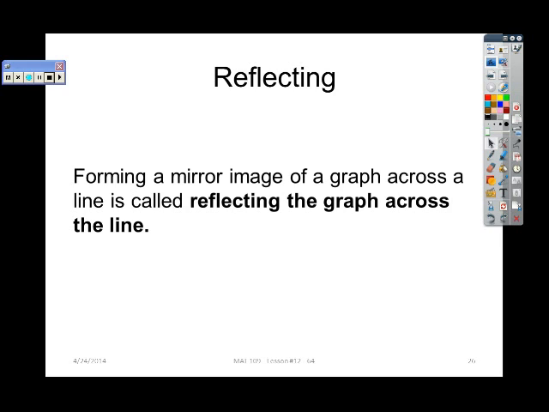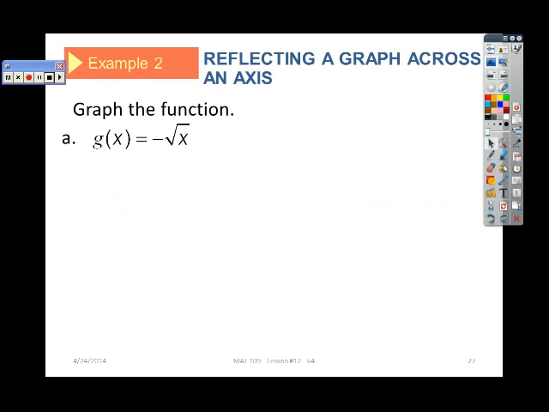It's going to be exactly as far away from that line when you reflect it as it was before. It's just going to be on the opposite side of the line. So a mirror image across the line, reflecting across the line. We're only going to talk about it with respect to reflection across axes. Let's look at an example to illustrate it. Well, I'll go ahead and say it. If you want to reflect across the y-axis, you multiply outside the function by a negative number.